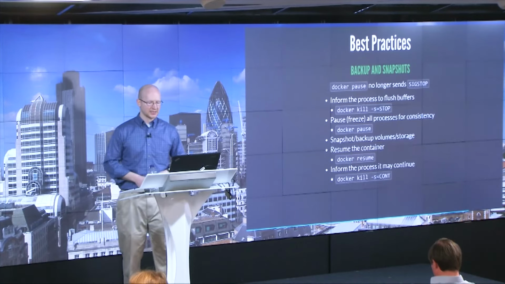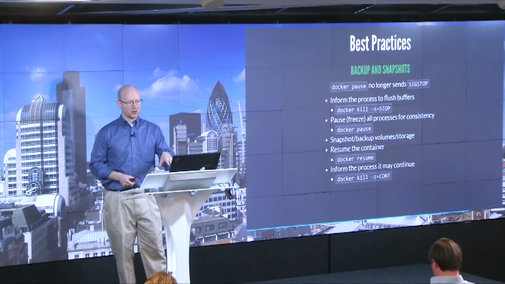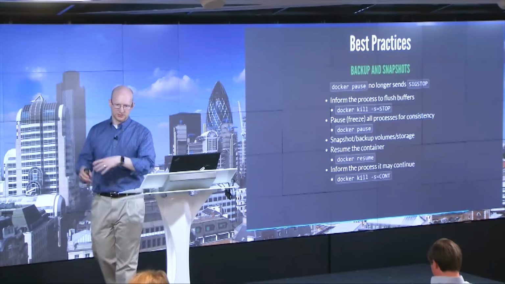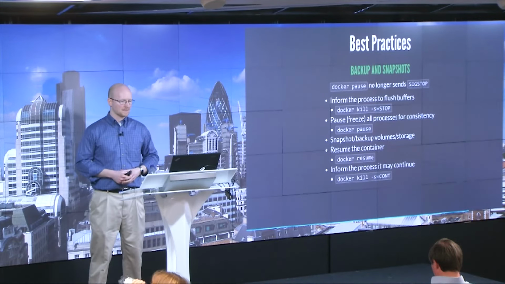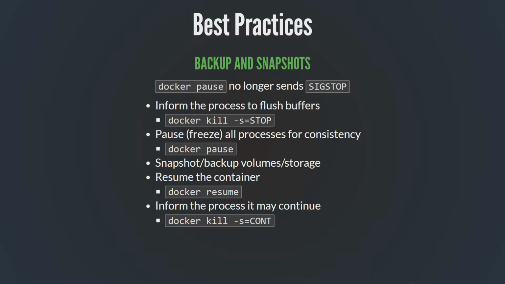A good practice here for well-behaving processes is to tell it you're going to stop it. So the docker pause used to send SIGSTOP, which doesn't kill the process. It just tells it, hey, you're going to stop here in a second. You can do that manually with docker kill -s STOP. And so you can inform the process, hey, you're going to be stopped. If it's a well-behaving process, it'll do something with that signal, flush the buffers, those sorts of things. And then you can call docker pause, right, to make sure that it's in a consistent state. Because docker pause will ensure things are consistent, but it doesn't ensure the integrity of the data.